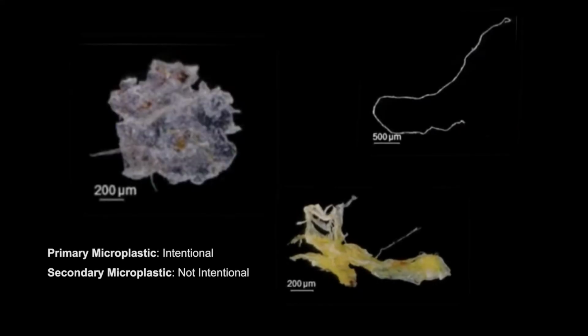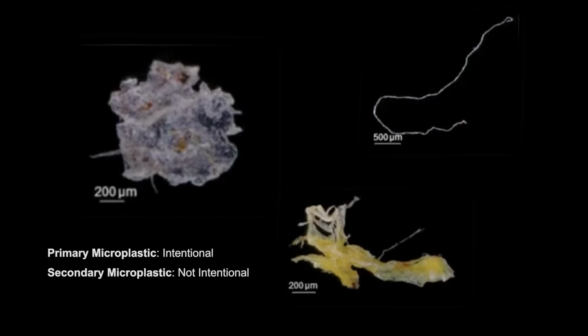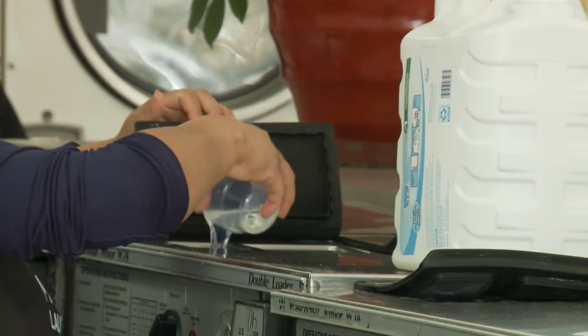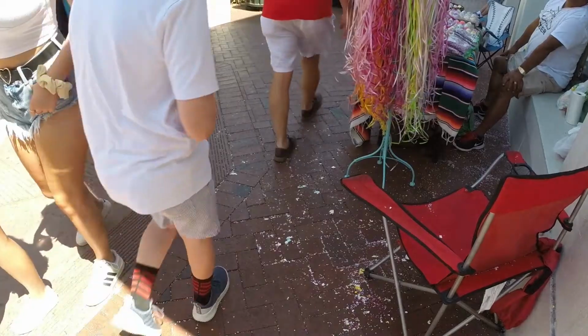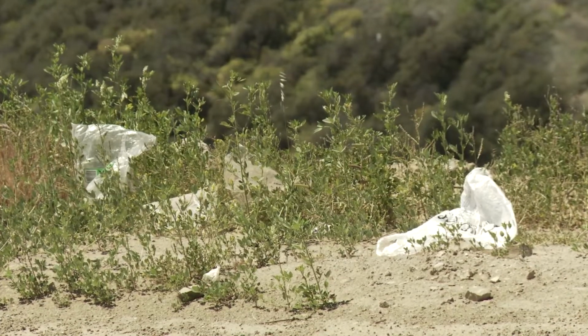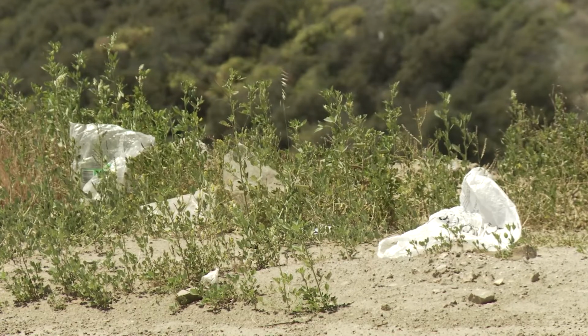They could be intentionally made that size, or they can end up being that size. That's what we know as a primary microplastic and a secondary microplastic. Primary microplastics are intentionally made to be within those size dimensions. Some great examples are microbeads that are used in detergents, and glitter. And secondary microplastics are microplastics that break off of larger pieces of plastic.